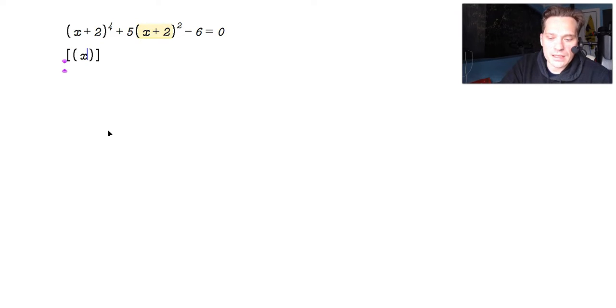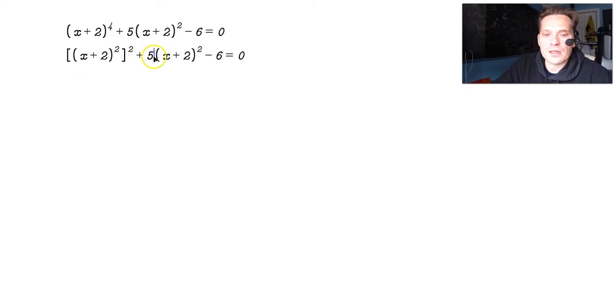Within brackets, you can write (x + 2)^2, and this whole thing squared this way, because 2 times 2 is 4. Then it's 5 times (x + 2)^2, and then minus 6 equals 0. So you see how we have an (x + 2)^2 and an (x + 2)^2? We're looking for something of that kind.